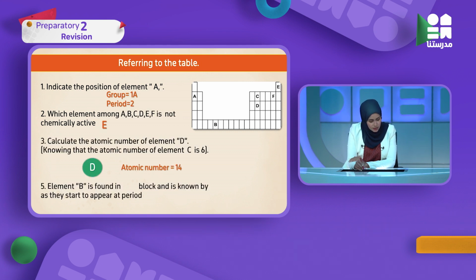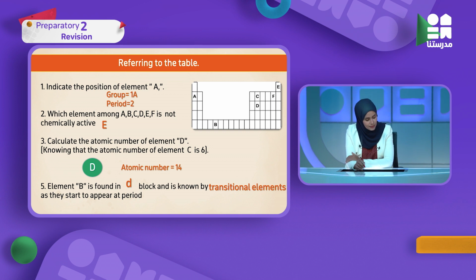Let's complete our questions. Element B is found in which block and is known by A as they start to appear at period A? Element B is found in B. It's in which block? Block D. D block. Okay? And is known by A. This is called what? Transitional elements. Transitional elements اللي هم dwarf كانوا قصيرين جوه periodic table. As they start to appear at period 4. ودي معلومة لازم تبقى حافظها. They start to appear at period 4.